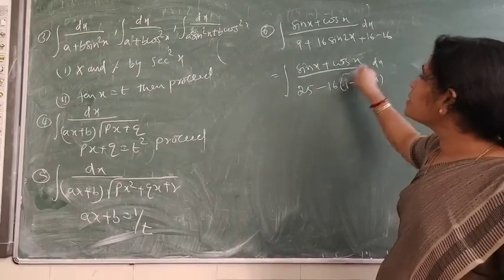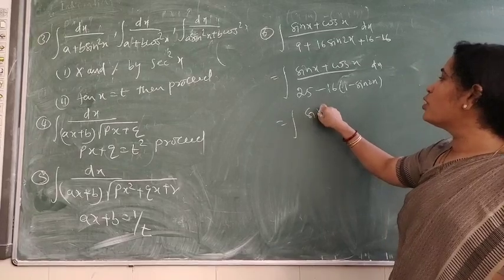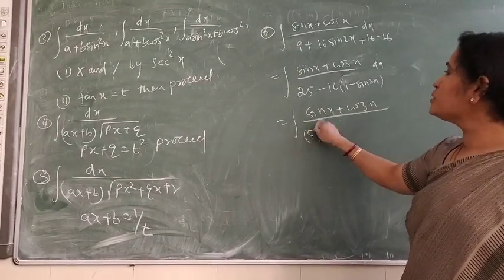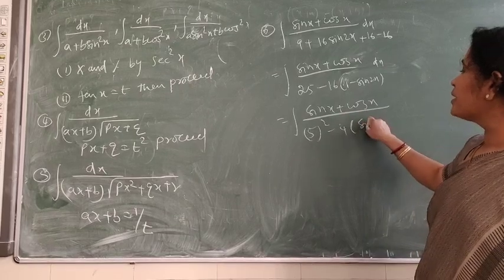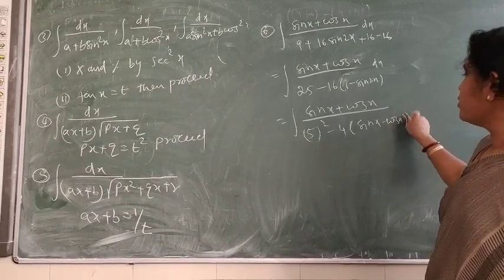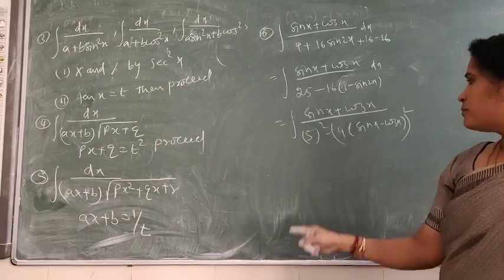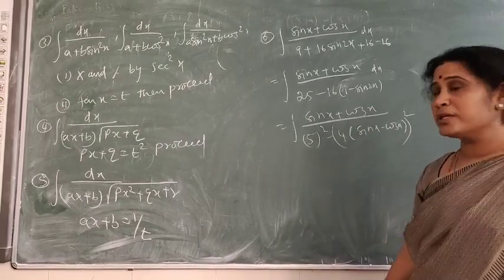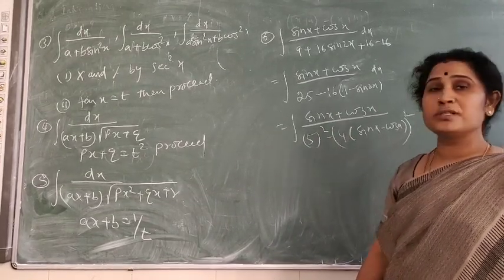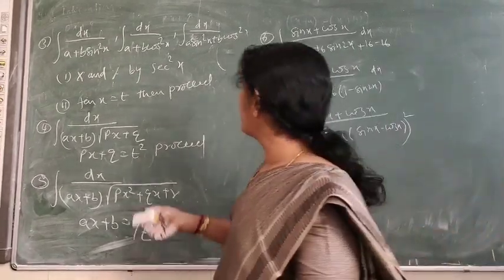Now you can write this 1 minus sin 2x becomes what? That is (sin x + cos x) whole square. The whole upon 5 power square minus 4 into this becomes (sin x minus cos x) term, sin x minus cos x whole square. Now do substitution: 4 into (sin x minus cos x) whole square equal to t. You get the numerator, then proceed. This is also one of the most important ones.